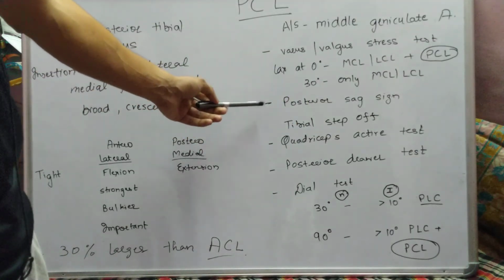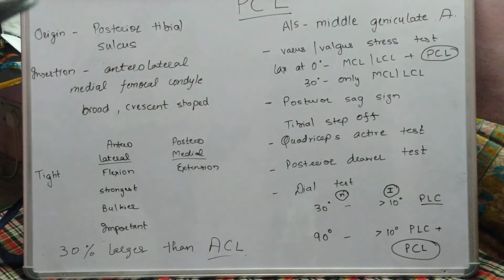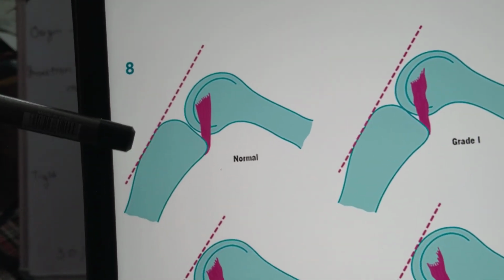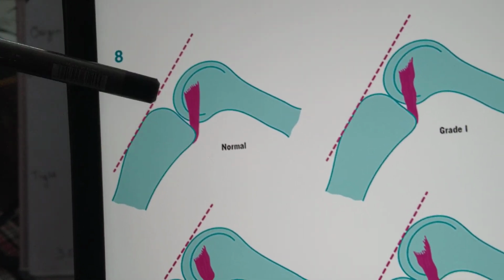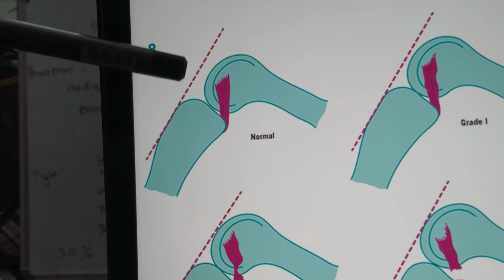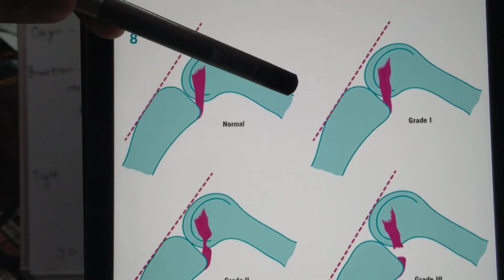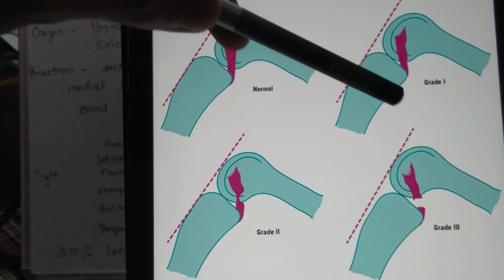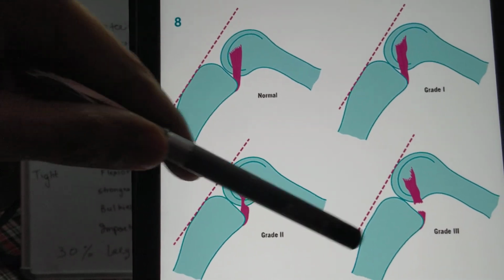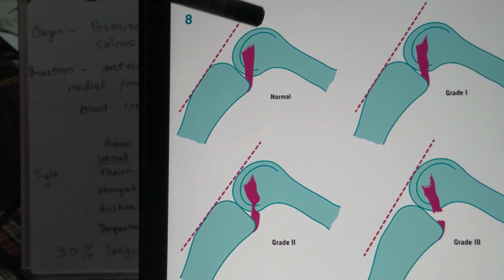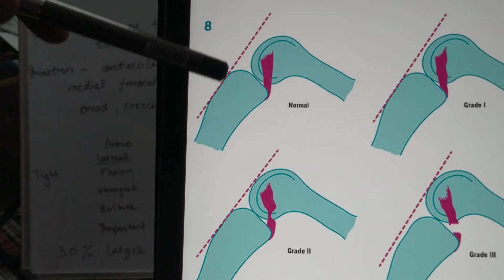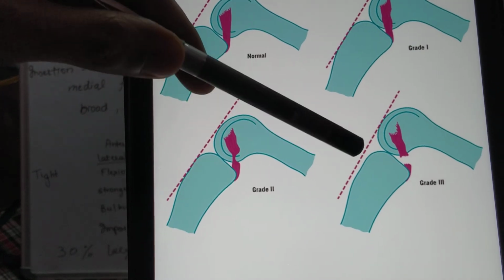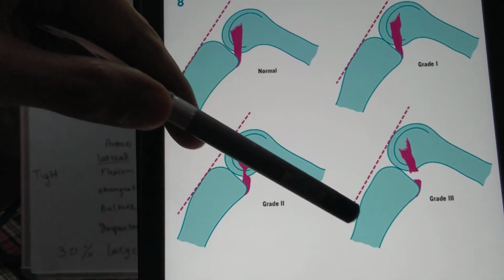Now talking about the second test, the posterior sag sign. Normally the tibia is anterior at 90 degrees of flexion at the knee joint. The anterior shin of the tibia is anterior to the femur by about 10 mm. In various grades of the injury, the anterior tibia sags behind, known as the posterior sag sign. This tibial step off, which we can feel by palpation, is missing in grade 1, and in grade 3 the proximal tibia completely sags down.